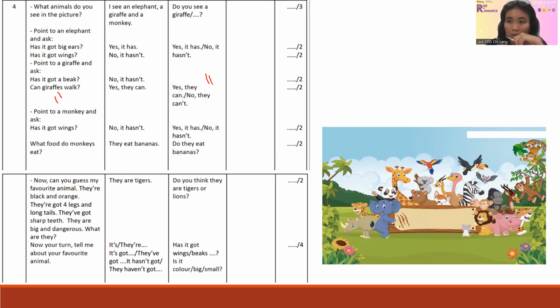And even if you ask the backup question and they cannot answer, you just skip this question and give the student 0 points for this question.